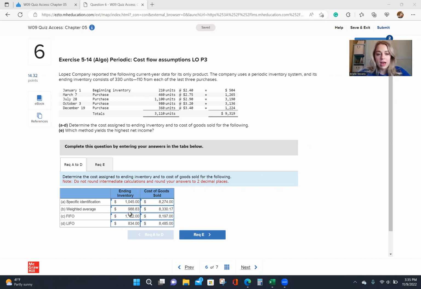Now, I've already done the math. The figures are filled in here. They're all correct, and I will confirm that at the end. But what I want to show you guys is how I do my work. There are some pretty simple formulas, so please don't get overwhelmed when you see this.